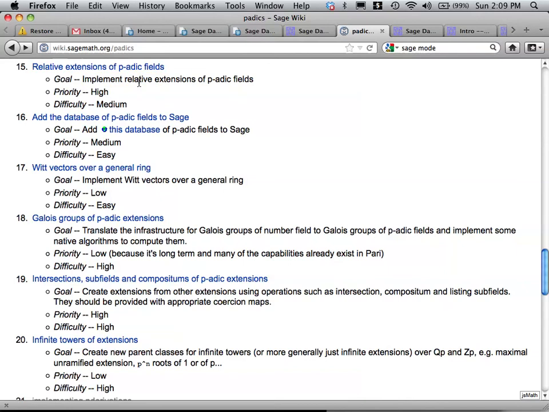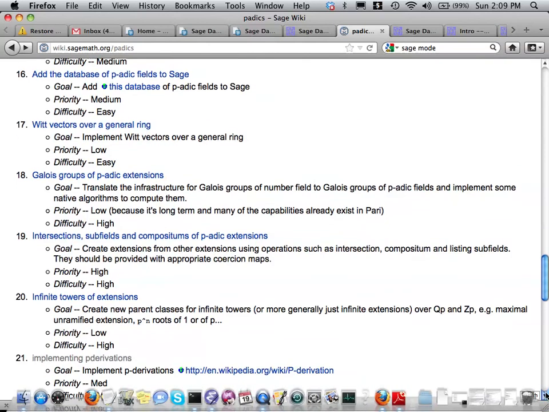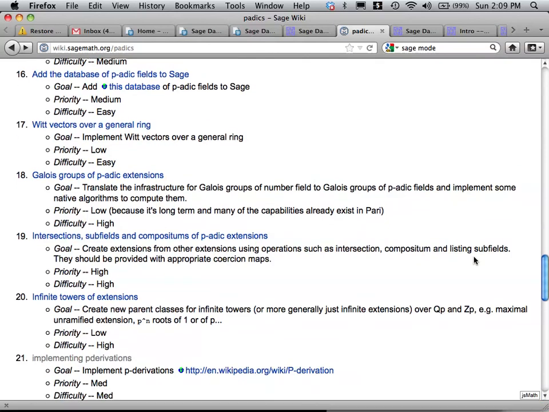Towers of extensions, so relative extensions of p-adic fields. Once we have factoring and this templated backend, then you can just plug in different backends, kind of recursive backends, so a backend which consists of a polynomial over a p-adic field. There are some databases of p-adic fields with a lot of cool information about Galois groups, and it would be nice to add an interface to Sage so that you could access those.